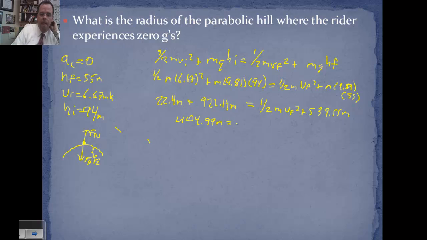It's 22.4 plus 922.14 minus 539.55, which gives us 404.99 m equals 1/2 mv final squared. The m's cancel. So divide by 1/2, take the square root. We get 28.46 meters per second.